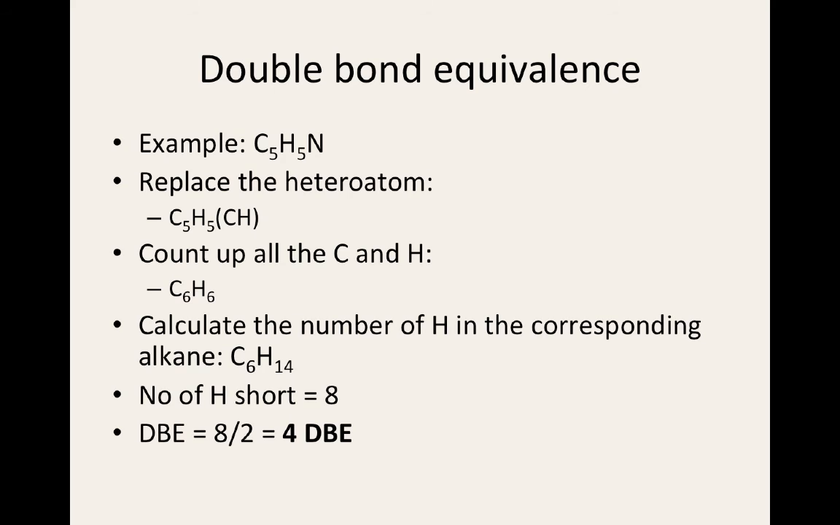Let's look at an example of a molecule containing a heteroatom. In this case, we need to replace the nitrogen with a CH group, giving us an equivalent molecular formula of C6H6. An alkane containing 6 carbons would have 14 hydrogen atoms, so this molecule is 8 hydrogen atoms short of full saturation. The number of double bond equivalents is therefore 4.